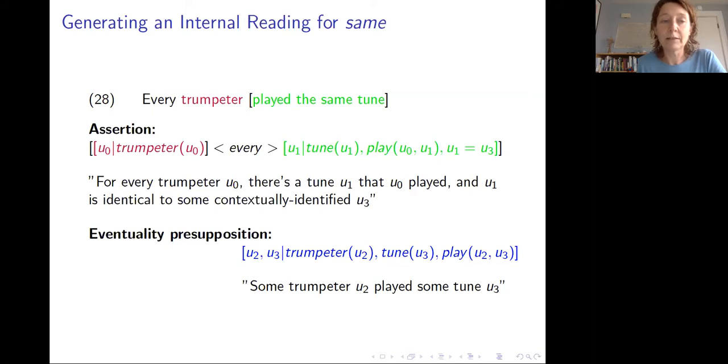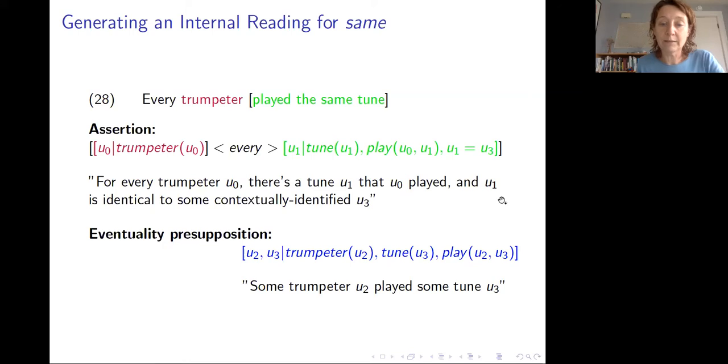The assertion given in a sort of simplified discourse representation theory notation is given below, where the quantifier sits in the middle, the restrictor is to the left, the trumpeter, and the nuclear scope is to the right, played the same tune. And the parse of this is for every trumpeter U0, there is a tune U1 that U0 played, and U1 is identical to some contextually identified U3. So that's what we've seen in the other cases, that contextually identified U3 was provided by an antecedent clause. So that's the assertion, uncontroversial.